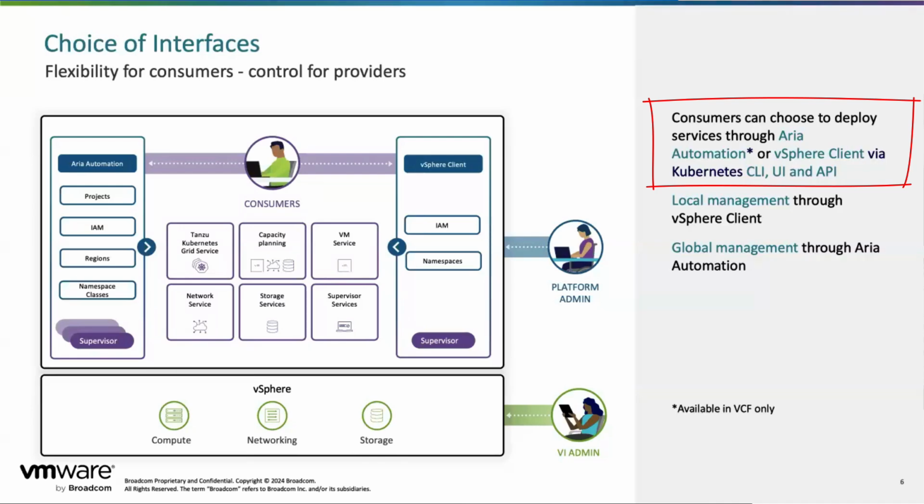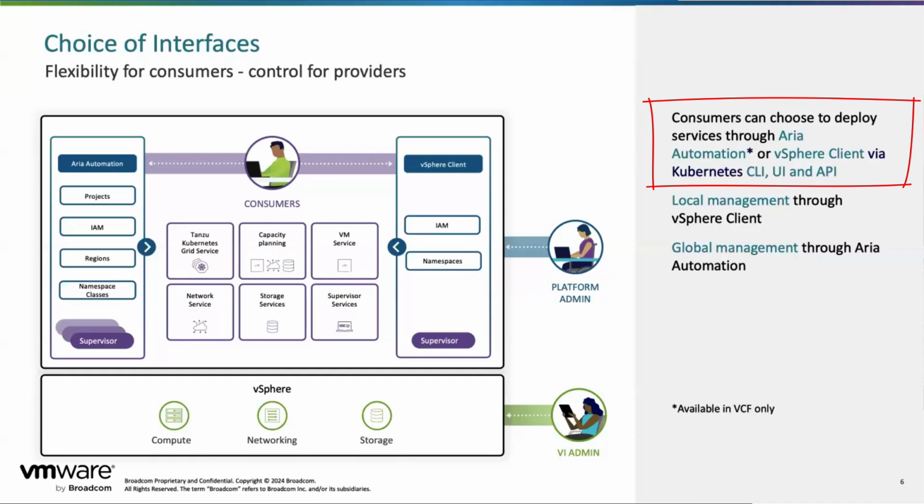So now we're going to talk about the integration with Aria Automation, and it's actually using what we call the orchestrator, the CCI, which is the Cloud Consumption Interface. Once you integrate it with Aria Automation, you get exposed to regions, namespaces, classes, and from the Aria Automation console, you can consume all these different kinds of workloads as well.